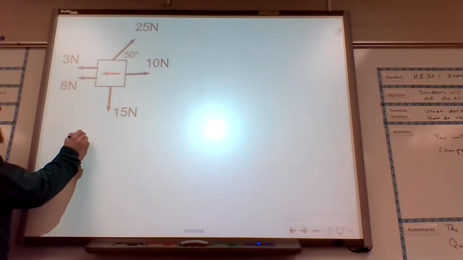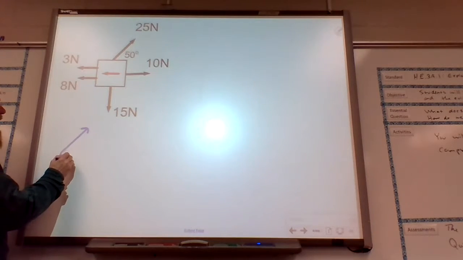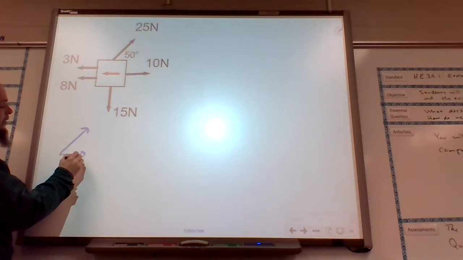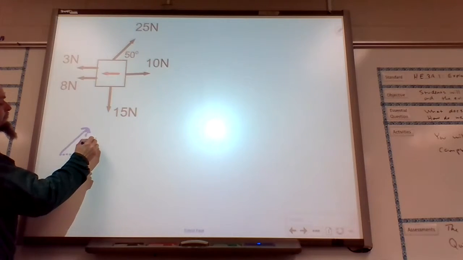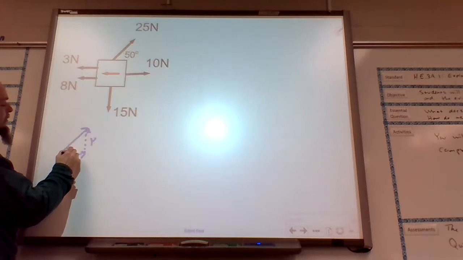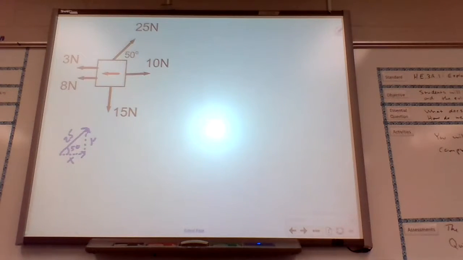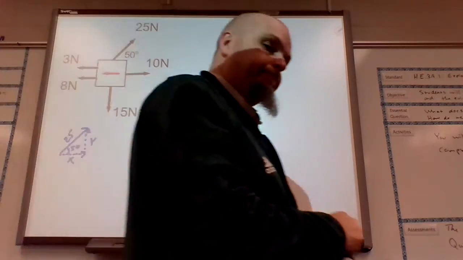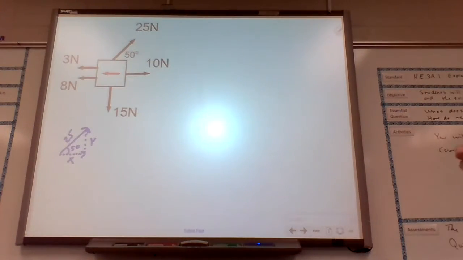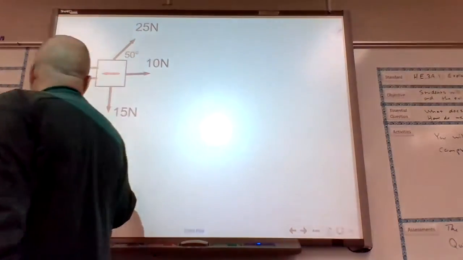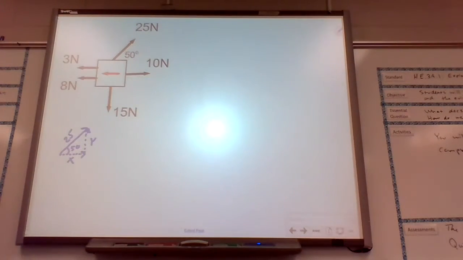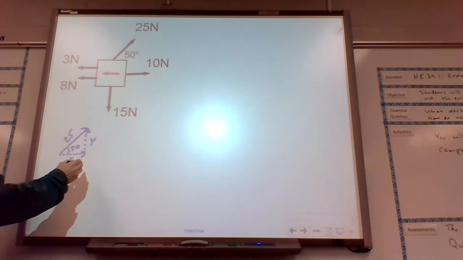I start with my angled force, and I want to figure out what the x and the y components are based on that 50-degree angle and the 25 Newton force. Y is opposite of 50, so I'll use sine to find the y. And it is sine of 50 times 25. So this is going to be 19 newtons.